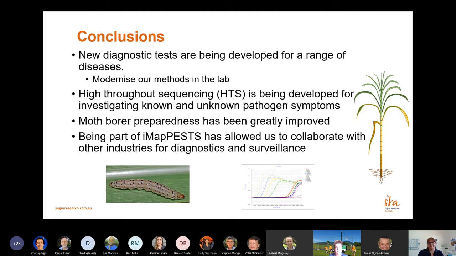A lot of the tests that we're developing specifically can then be used for Sentinel Surveillance, and we can complement each other in our research, which is why you might have noticed on the table that Shaq had, there weren't very many sugarcane pathogens listed. That's because we're doing the sugarcane pathogens. And that is the end of my talk.